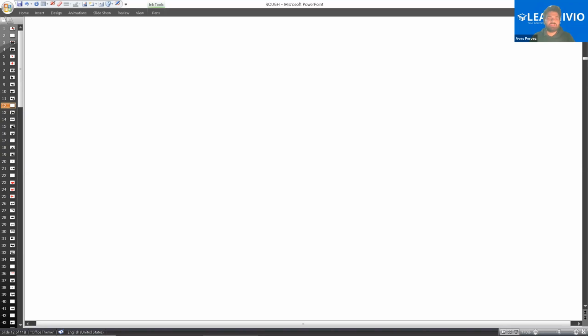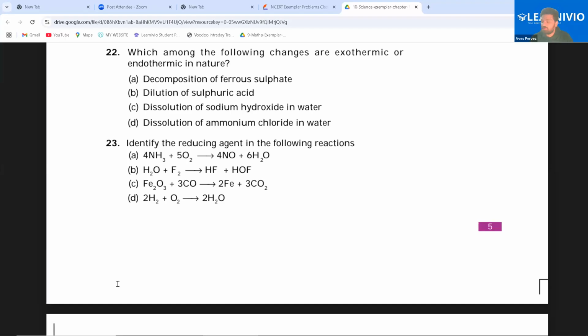So we are going to start with the question. Everyone, please write down question number 23. First note it down and then tell me which of the following is the oxidizing and reducing agent.